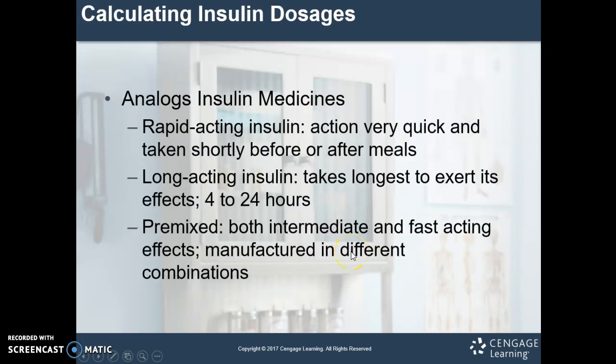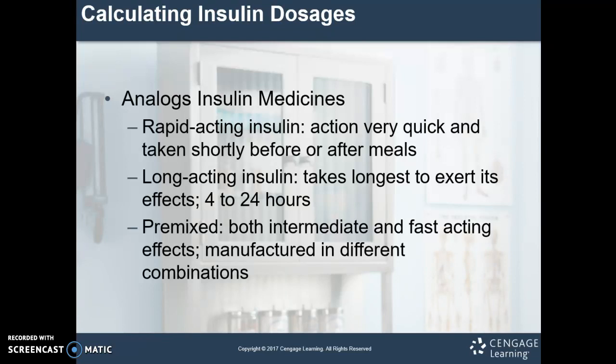Analog insulin medications. Analog insulins are insulin medicines that have been altered to help in faster absorption or last longer in the body. And those include rapid-acting insulin, and that means the action is very quick, 15 to 60 minutes after administration, and it's usually taken right after a meal.